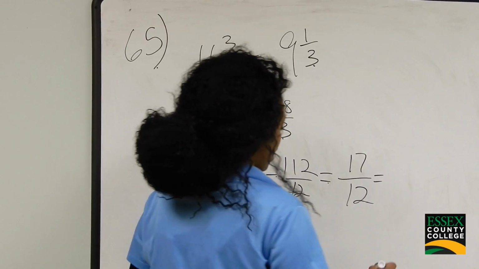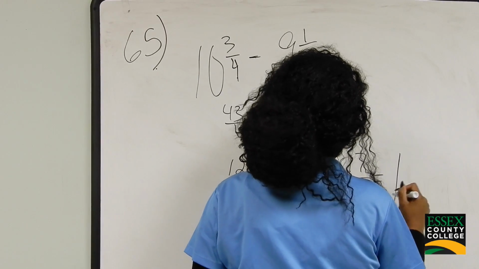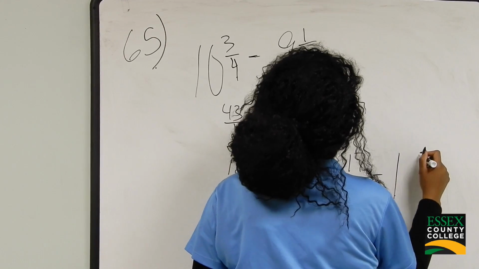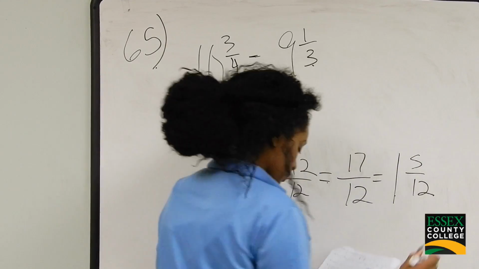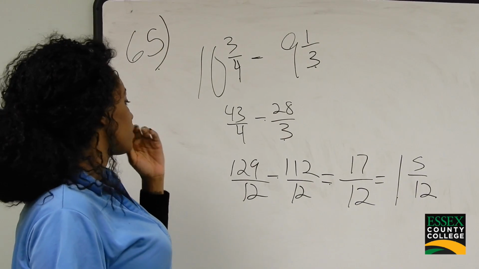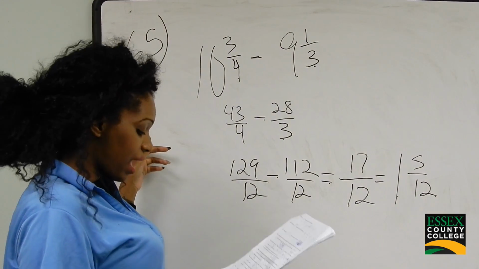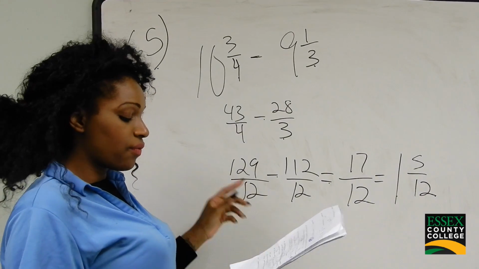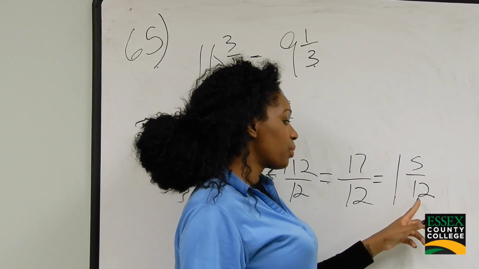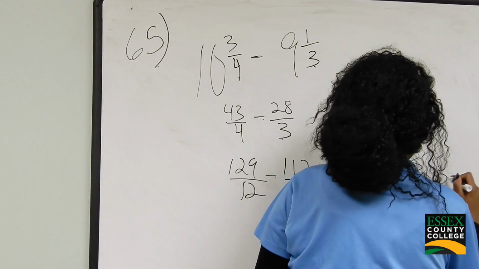And if we convert this improper fraction, 17 over 12, to a mixed fraction, we get 1 and 5/12, okay? So the first question for number 65, what was the total weight of fat and bone? The answer is 1 5/12 pounds.